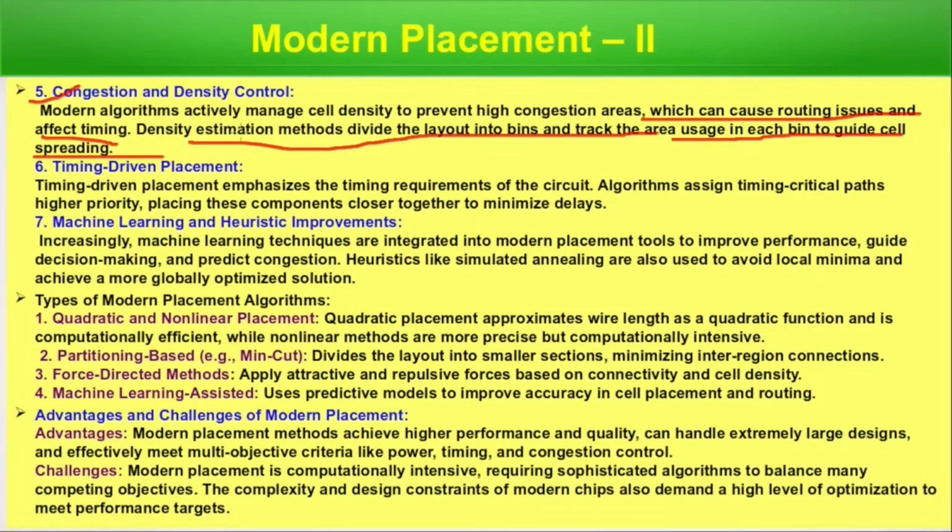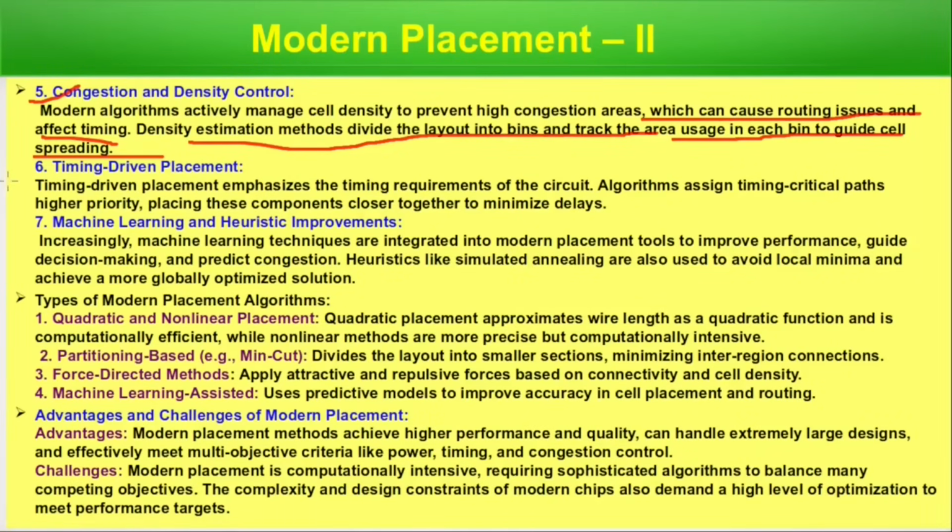So modern algorithms actively manage cell density to prevent high congestion areas, which can cause routing issues and affect timing. If the area is very congested, routing could be an issue there. It's not very easy to route in a congested area. So density estimation methods divide the layout into bins and track the area usage in each bin to guide cell spreading.